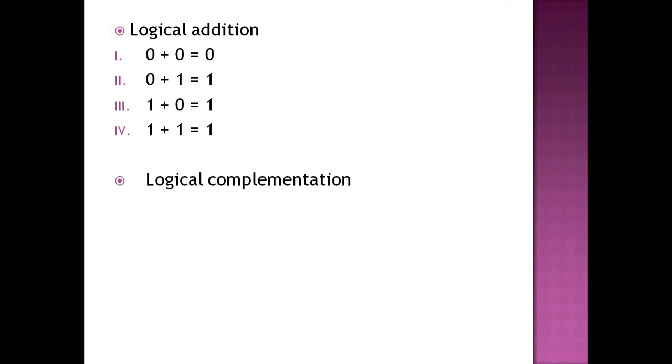Second, logical addition. Here 0 plus 0 is equal to 0. 0 plus 1 is equal to 1. 1 plus 0 is equal to 1. And 1 plus 1 is equal to 1. Third is logical complementation. In logical complementation, if we apply the input 0, the complement of 0 is 1, and when we apply 1, the complement gives the output 0.